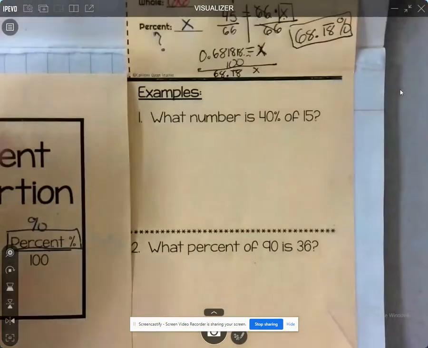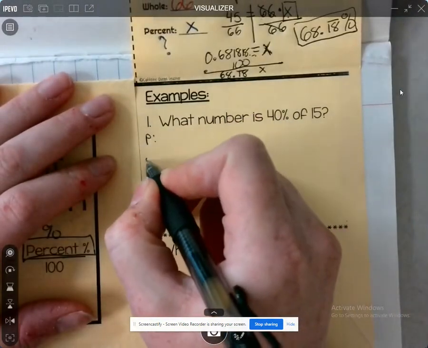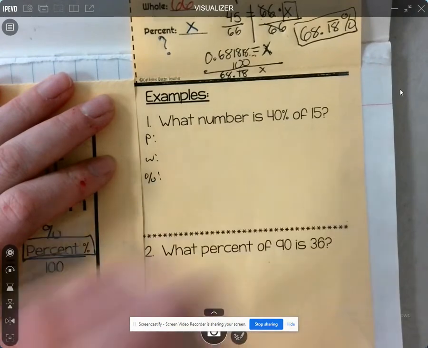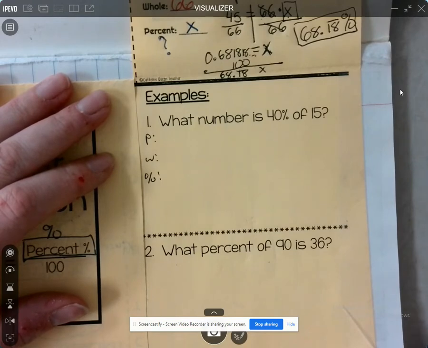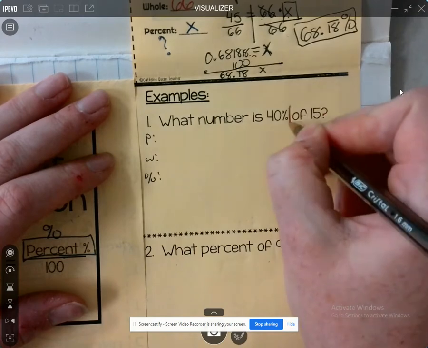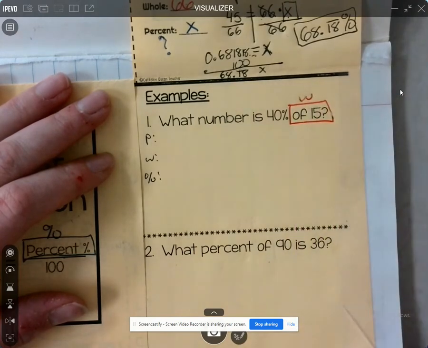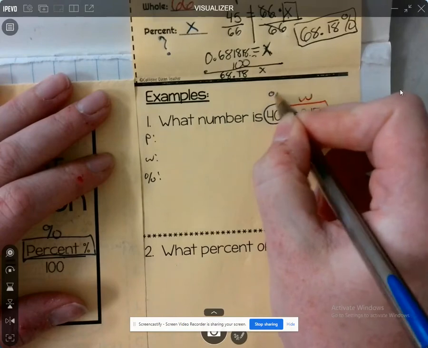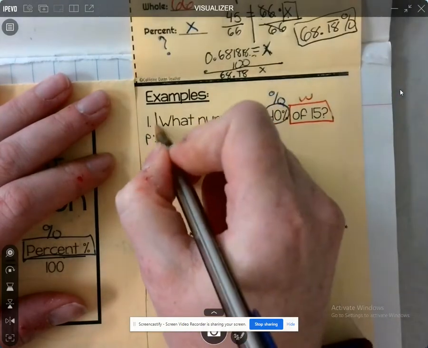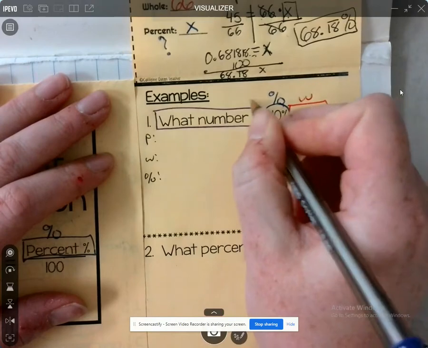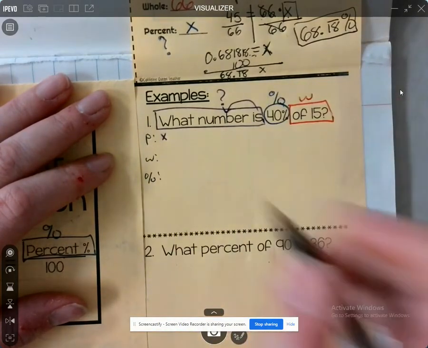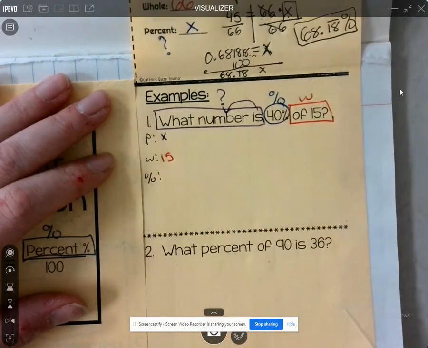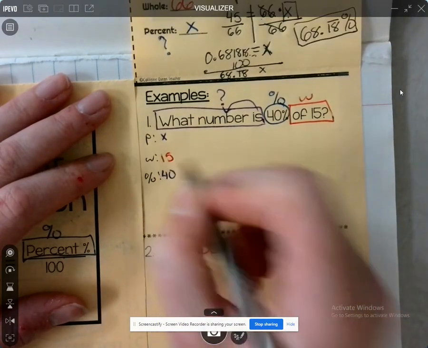As always, we're going to want to identify our part, our whole, our percent. So as we're reading, we're going to figure these out. What number is 40% of 15? Well, we see the "of," and we know that that's the whole. We see the percent, and we know that's the percent. Therefore, what we're finding is the part, and the "is" tells us that. So our part is our unknown x, our whole is 15, and our percent is 40.